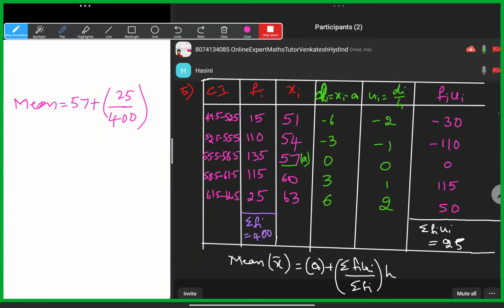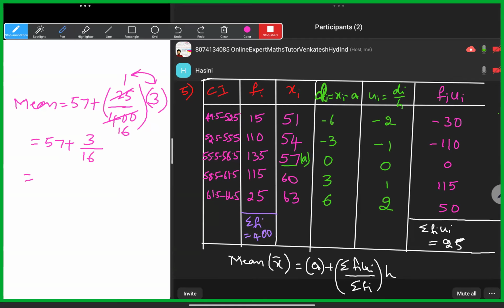into h, which is 3. So 57 plus, here 3 and 400 we cannot cut, but 25 and 400 we can cut, because it is multiplication and division. 25 ones are 25, and 400 becomes 16. If you didn't get the idea with the 25 table, you can cut it with the 5 table multiple times also. You'll get the same 1 by 16. So 1 into 3 is 3, leftover 1 by 16.